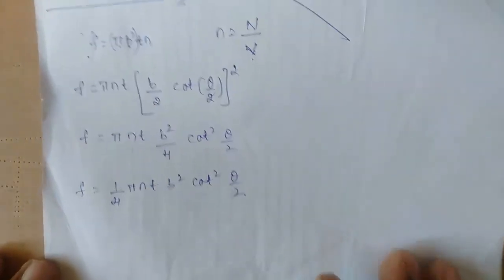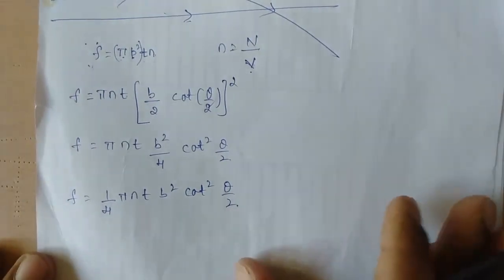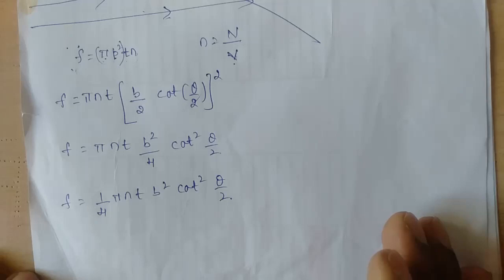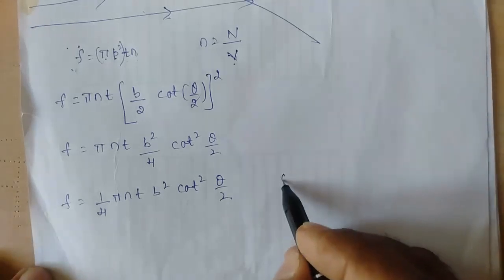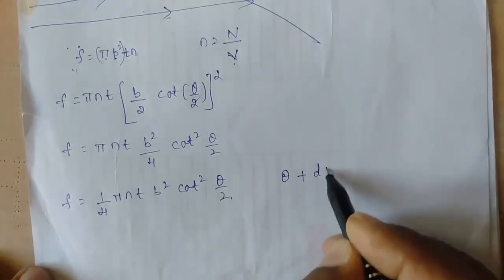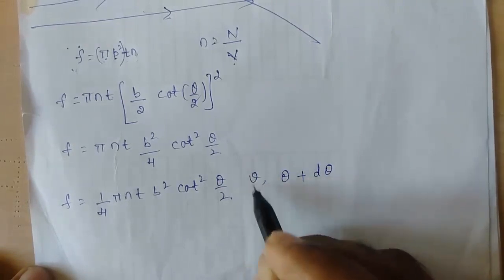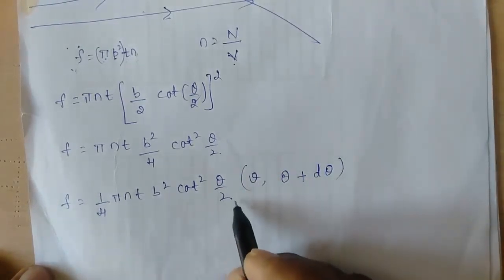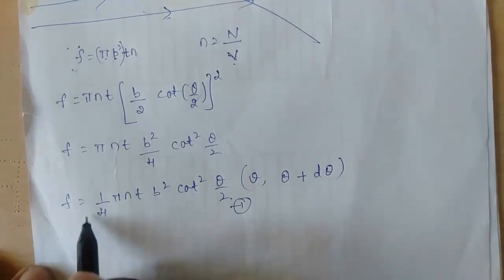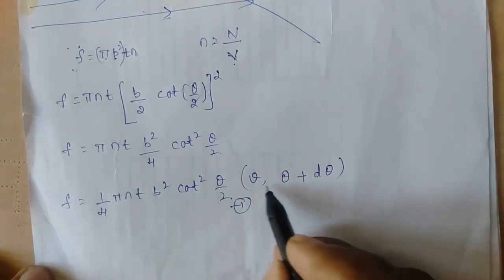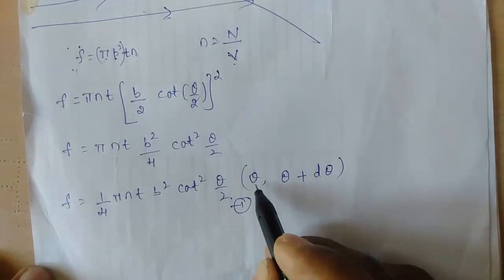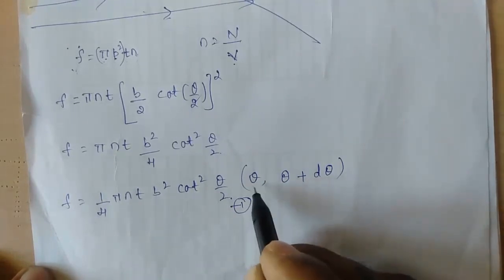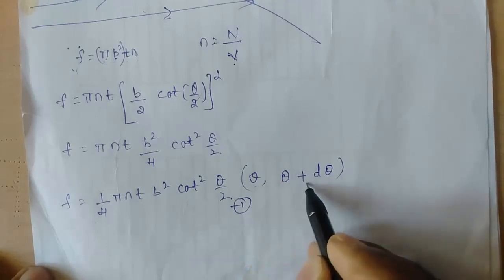Now let us differentiate this equation with respect to theta, such that you will get the number of alpha particles which are getting deflected within a scattering angle of theta and theta plus d theta. Got it, students? Let us take this as equation number 1. If I differentiate this equation, you will get the probability of the number of alpha particles that are getting scattered within a scattering angle of theta and theta plus d theta.